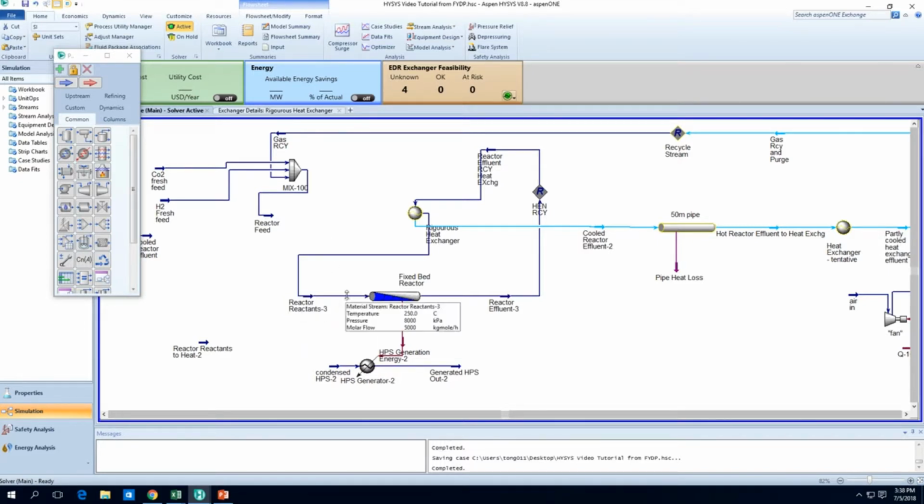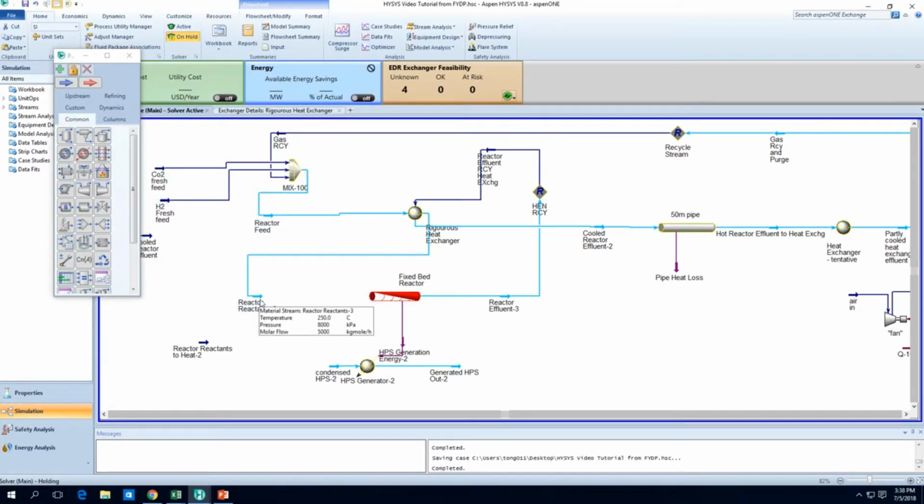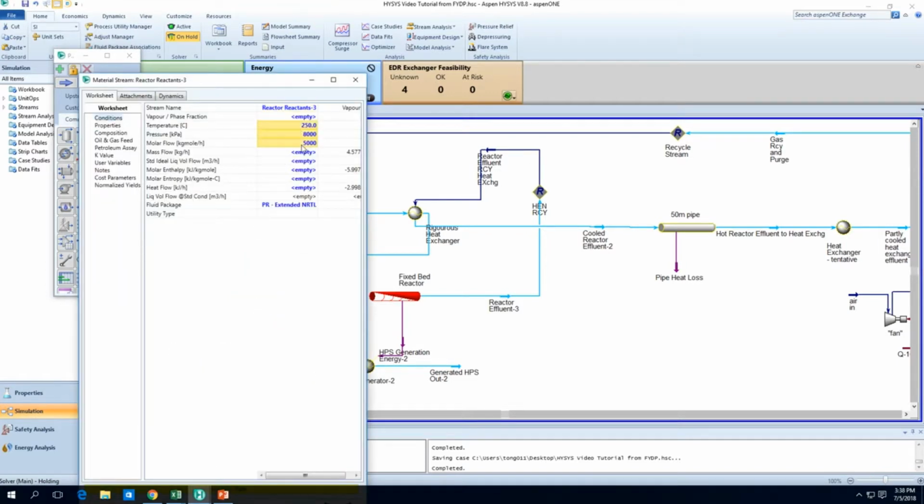Okay, save first. Break this connection here, because I will need to put a compressor there. Okay, so I'm going to drag this reactor feed in. Okay, so there's a consistency error. That's quite normal. Okay, I'm going to delete this, and I'm going to delete this.